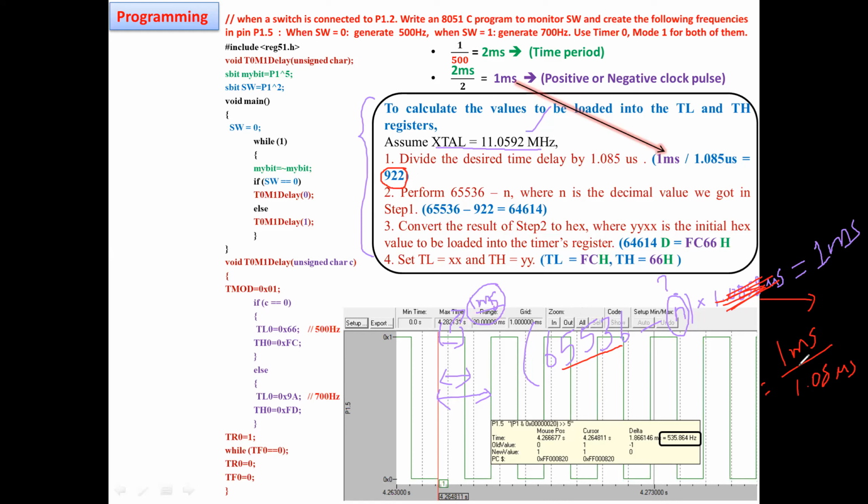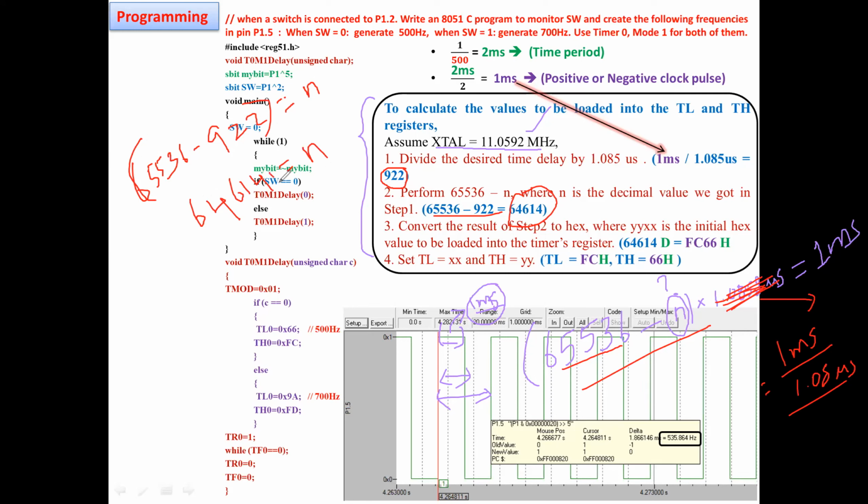Now you have this value and this value. So now easily, what is the value? 922, right? So you can subtract, that is, you can take 65,536 minus 922 equal to your n value. If you take the difference, you will be getting 64,614 equal to n.